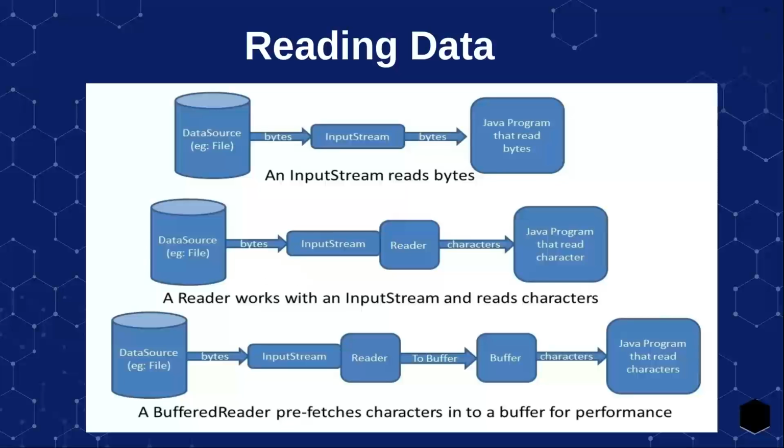Here, from the source, that is the file, byte streams are being converted to character streams. From the byte stream, you use the input stream reader to convert it into character format, because input stream reader always converts it into character format. It is then sent into the buffer, and from the buffer the character streams are read by the Java program. So this is how we can read data in different ways.